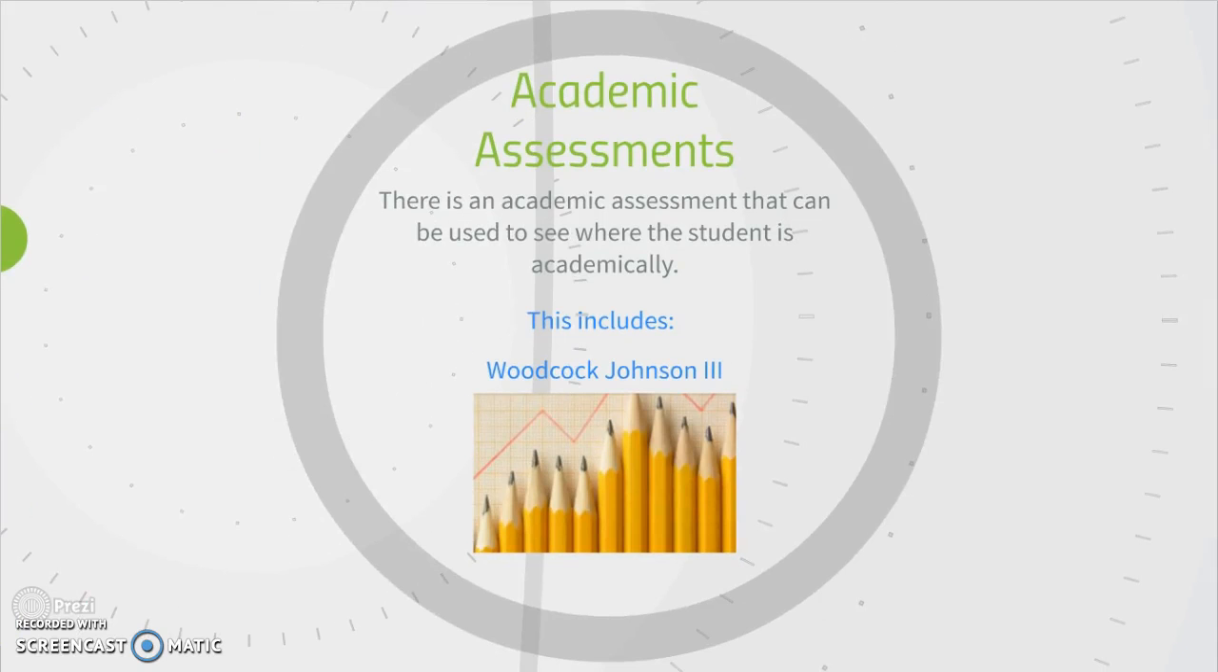Academic assessments. There is an academic assessment that can be used to see where the student is, which is the Woodcock-Johnson III. This test consists of a series of written tests in reading, writing, and math. This will help determine what content area the student struggles in or excels in and what they may need extra help for.